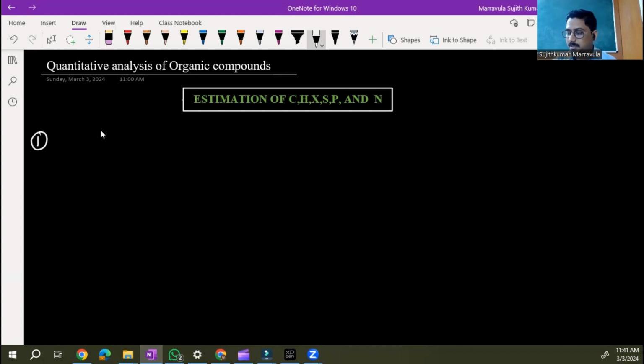The first method is Leibig's method of estimation of carbon and hydrogen. This method is used for the estimation of carbon and hydrogen, especially that which is present in an organic compound.